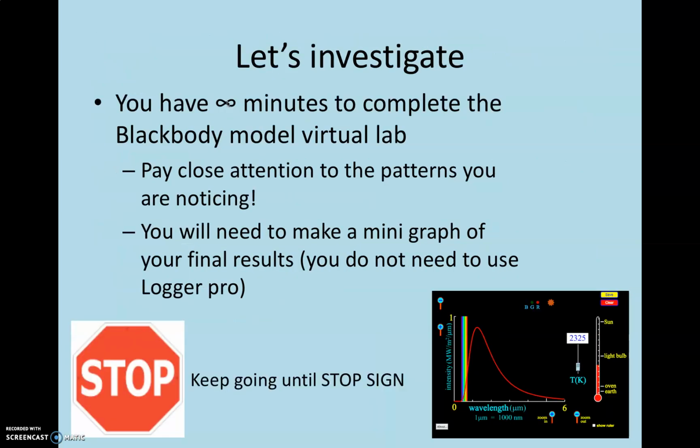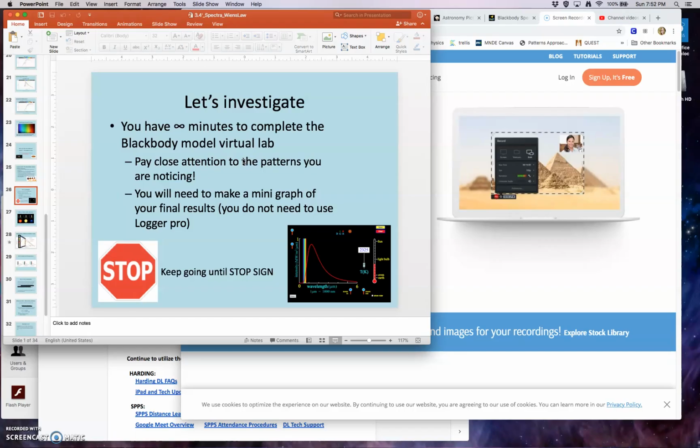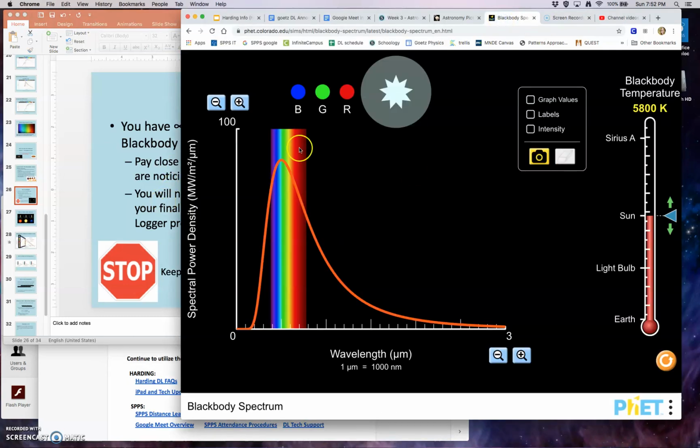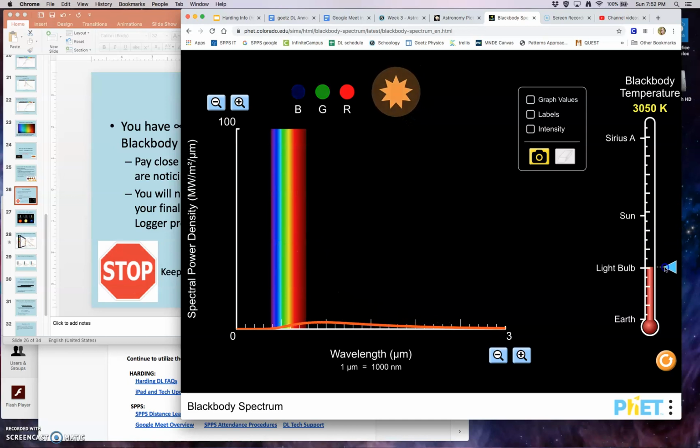We're going to do an investigation that in class we would spend like 20 minutes on. You have as much time as you need, but 20 minutes is about how much time I would imagine it would take, maybe 30. During this lab, you're going to want to pay close attention to the patterns that you're noticing. So I'm going to do a little preview of the lab website. You're going to get to this lab website. I think the first thing on the lab worksheet asks you to make it be a light bulb.